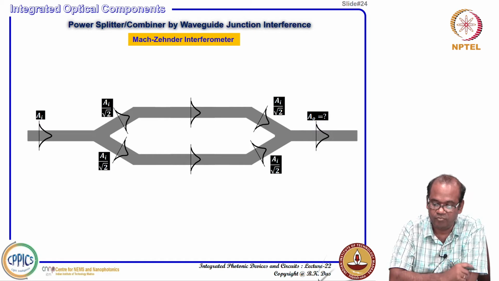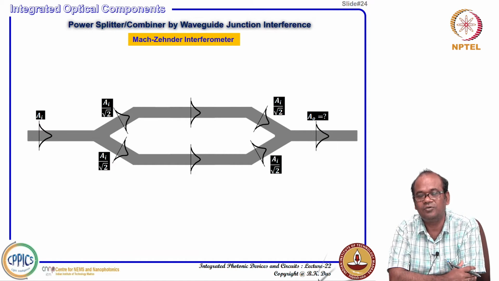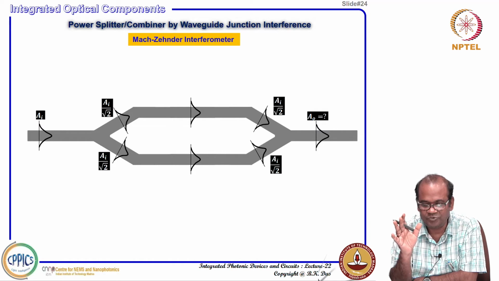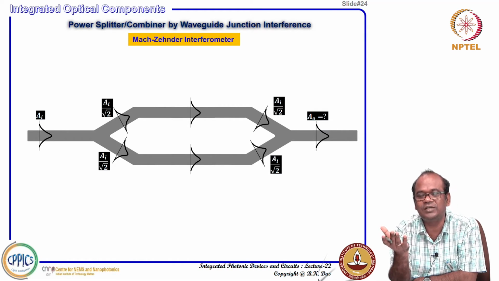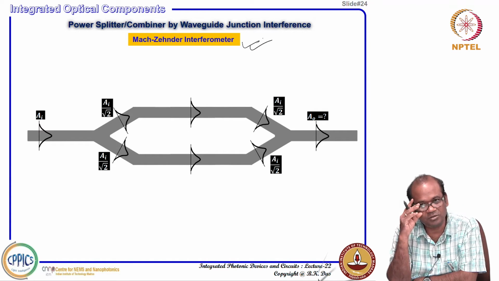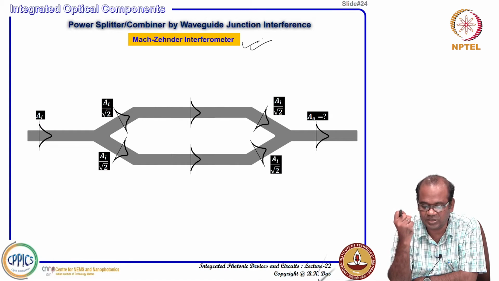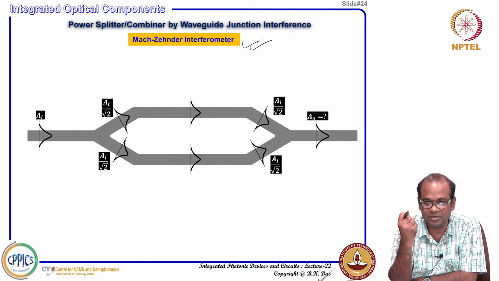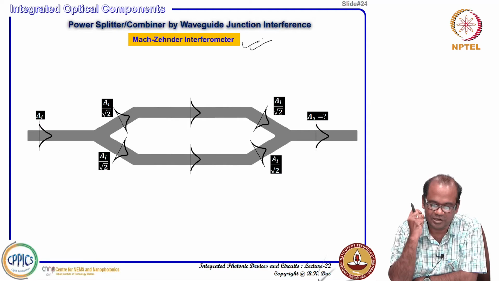Now we will be discussing the Y junction, which is not complete yet. To understand a little more about the Y junction, I will take help of the Mach-Zehnder interferometer. It is a very good, important device, as I mentioned again and again. It is used for many applications, including high speed modulators, lithium niobate modulators and silicon modulators. We use this type of structure, the Mach-Zehnder interferometer.